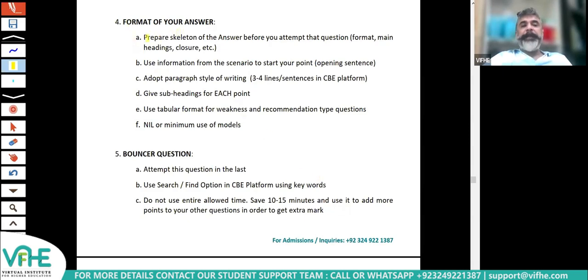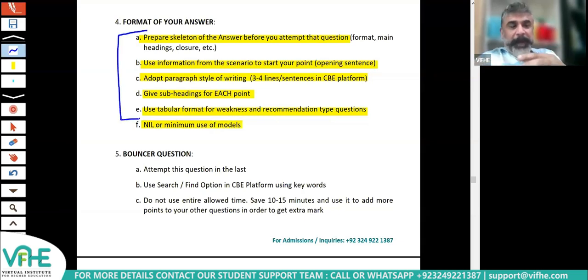Format of your answer, prepare skeleton of the answer before you attempt that question. We did that in PID. We started with the format. We gave some headings. Use information from the scenario to start your point. Adopt paragraph style of writing, 3 to 4 sentences max. Give subheadings for each point. Use tabular format for weakness recommendation type questions, nil or minimum use of models. So we actually did all this in the PID. It maybe sounds a lot when we read this, but in real, it's not that difficult. Once you are into practice, it will happen in less than 60 seconds. Okay.